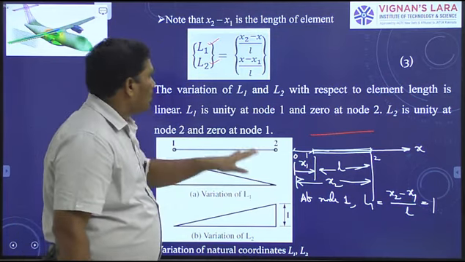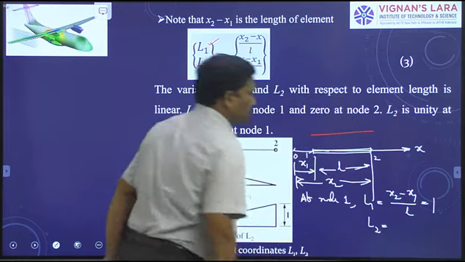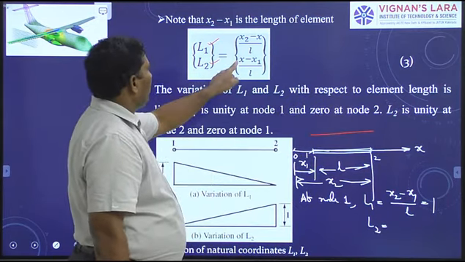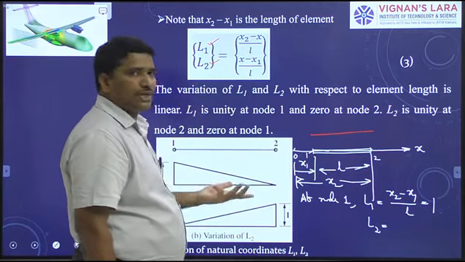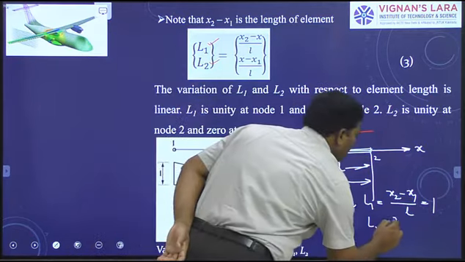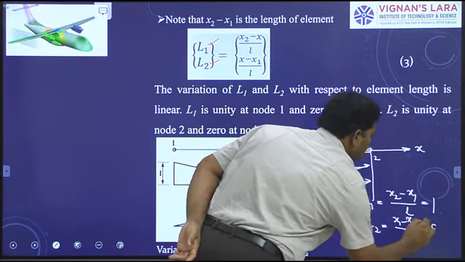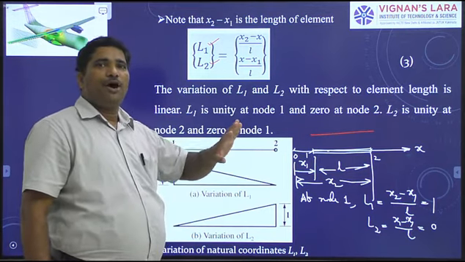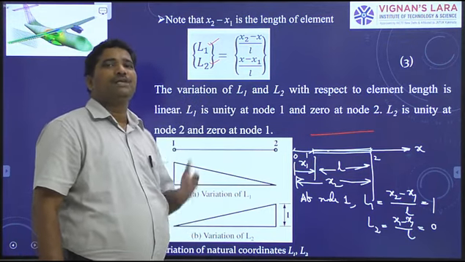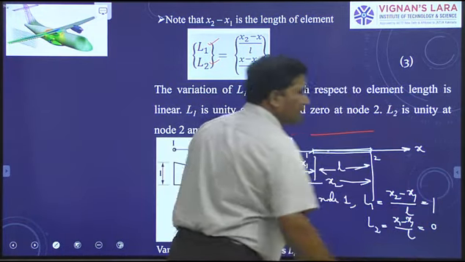At the same node, L2 equals x minus x1 by L. At the same node, x equals x1. Therefore, x1 minus x1 by L is 0. At any point, if you sum up the natural coordinates, the summation is unity. 1 plus 0 equals 1.